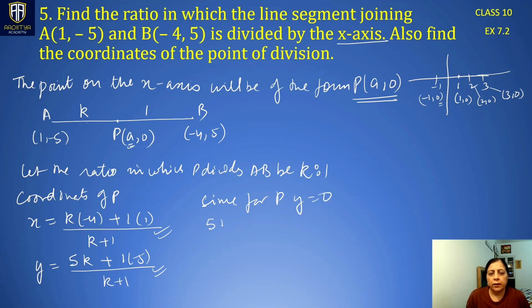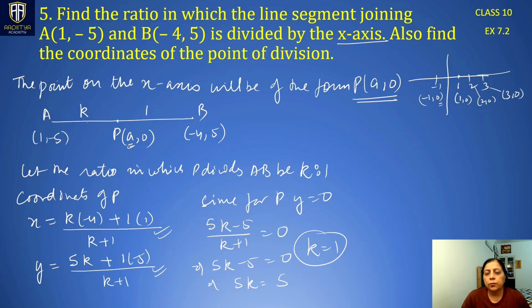So I have 5k minus 5 upon k plus 1 is equal to 0, which is 5k minus 5 is equal to 0. So 5k is equal to 5. Finally, k is equal to 1. So now I have found the ratio. Also find the coordinates of the point of division. Firstly, he had asked us the ratio in which P divides AB. So the required ratio is k is 1, 1 is to 1. That means P is the midpoint of this line segment.